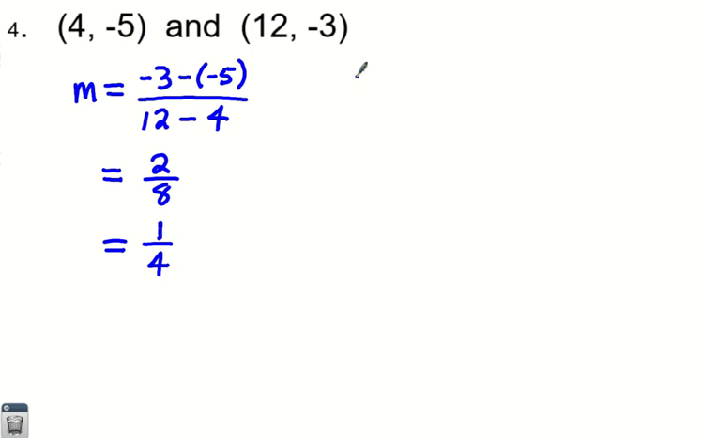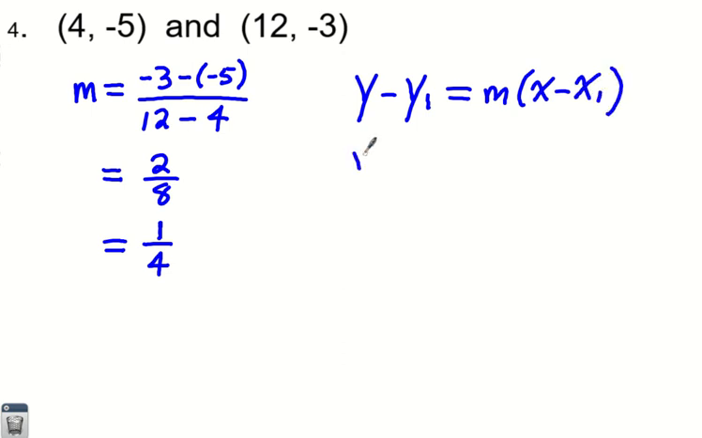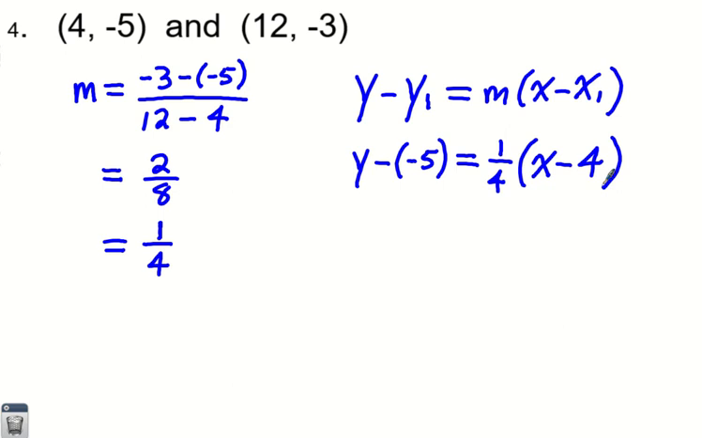And so now that I know what m is, I have what I need to plug in to my point slope form. So once again, I just got done calling this my x1 and this my y1. Even though I could now just go with the 12 and the -3, I'm going to just stick with, let's see, -5 was my y1. I had to figure out that my m was 1/4. And then my x1, I'm sticking with 4.